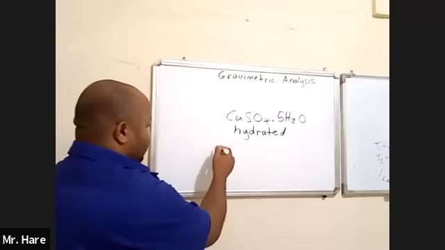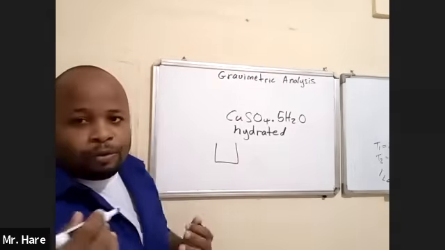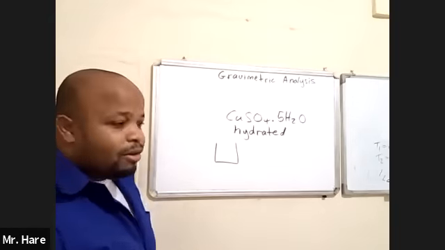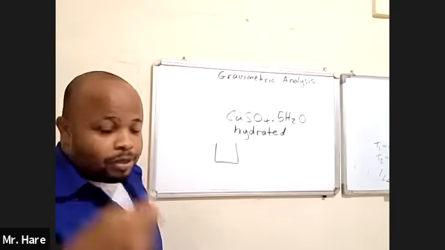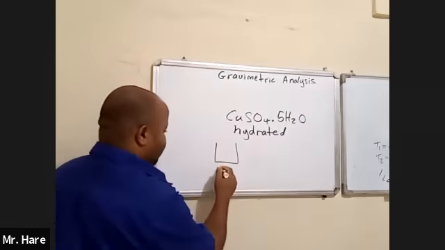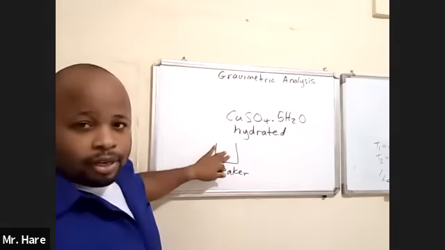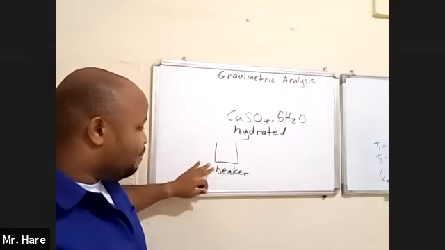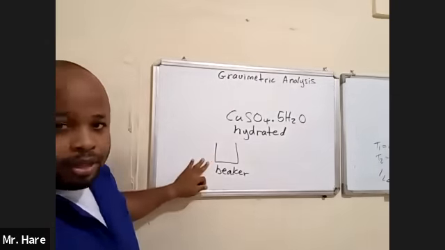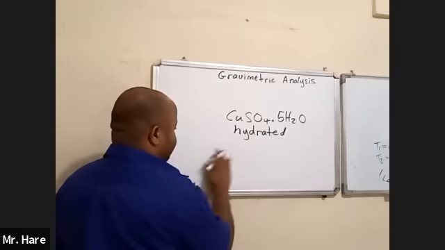So let us say you go in the lab. You get a container, and let's say you measure out 5 grams, or you could just take a spatula full of the copper sulfate. And so what you would do is weigh your empty beaker or crucible, whichever container. So you would weigh the mass of the empty container. Let's use a crucible.